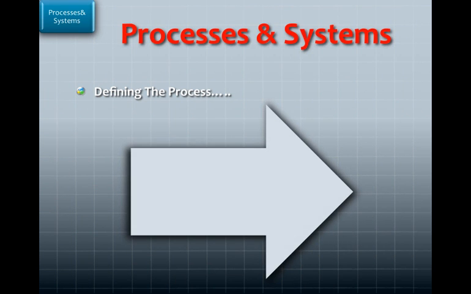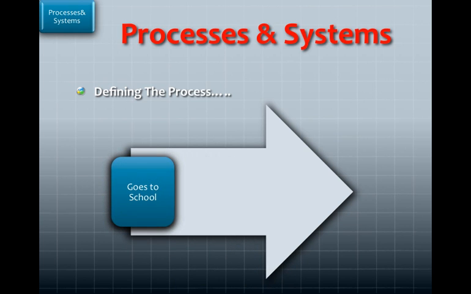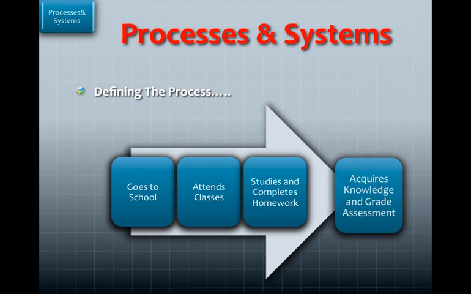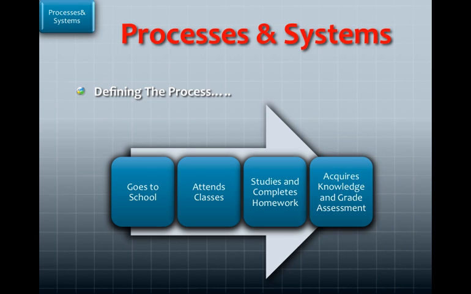So let's use an example of a student that is actually going to school. So this process represents a student that goes to school, attends classes, which is the next step in the process, finds themselves studying and completing some of the work or homework that's been assigned. And then the final step is they acquire knowledge, and then there's a grade assessment. So that gives us a framework for what a process looks like.